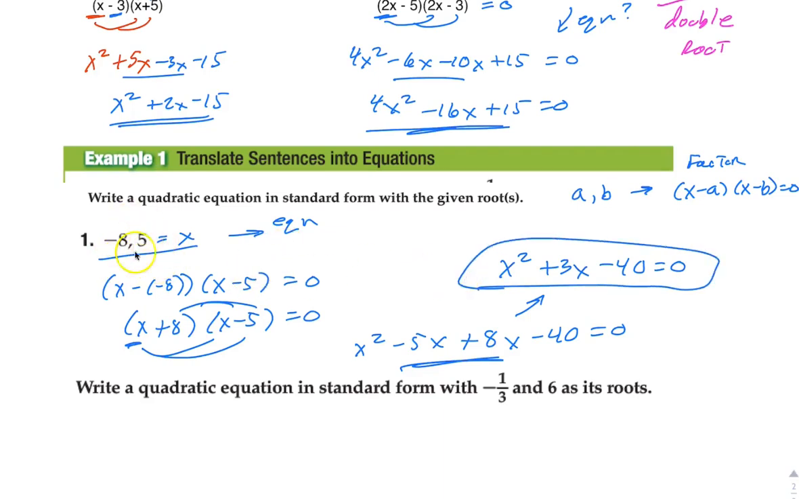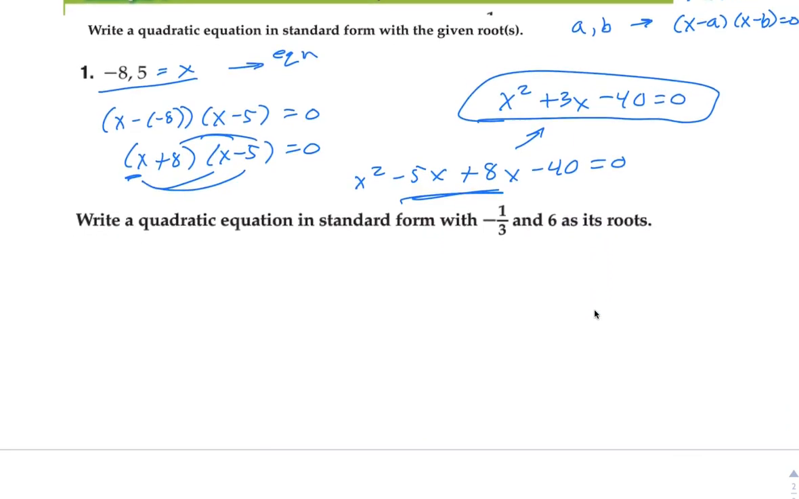So if I give you solutions, if I give you the answers, the way you write an equation in standard form is just write them the opposite. You have x equals negative 8, so you write it as x plus 8. You have x equals 5, so you write it as x minus 5. Then you just distribute. Simplify it and you're done.